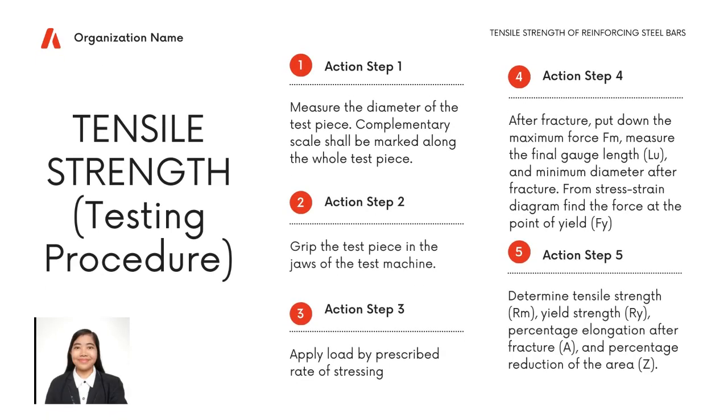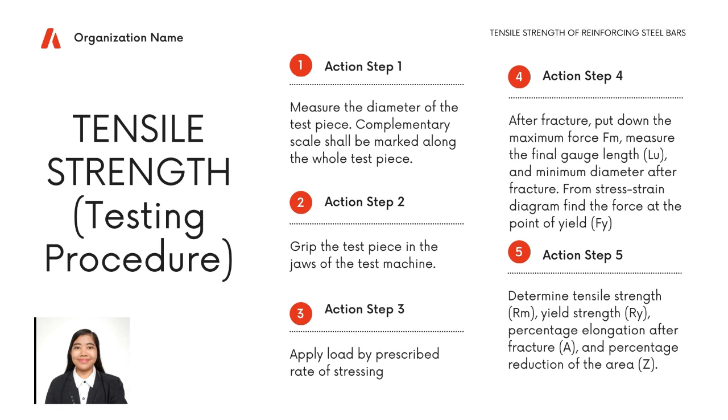Tensile strength testing procedure is done to determine the tensile strength, yield strength, percentage elongation, and reduction of area. The first step is to measure the diameter of the steel on the test piece. Complementary scale shall be marked along the whole test piece, but we need to make sure that the marks we made could not result in premature fracture of the test piece.